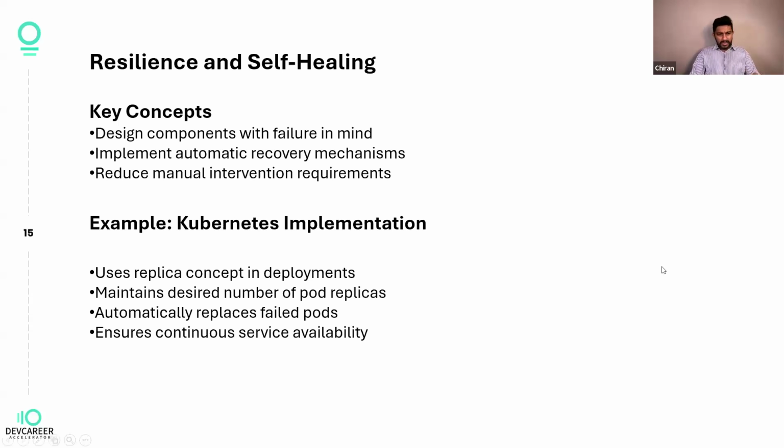So a couple of key concepts. Here is what I just spoke about: using replica sets on Kubernetes to automatically replace failed pods. Again, it reduces manual intervention. You don't need to intervene every time something breaks. It implements automatic recovery mechanisms in Kubernetes, and you can have a sound sleep knowing that you won't get a call or a text message to fix the issue.